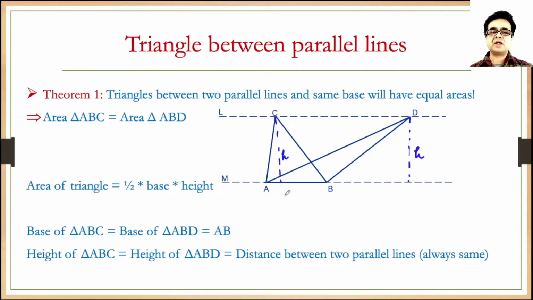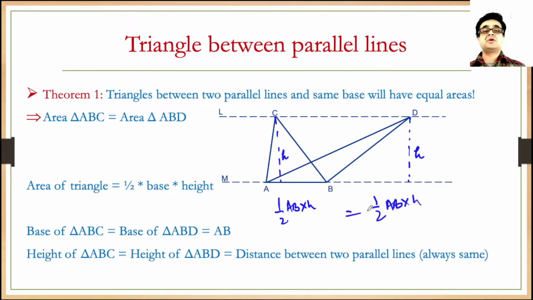The area of triangle ABC would be half AB into height, and the area of triangle ABD would also be half AB, which is the base, multiplied by height, which means that two triangles between parallel lines have the same area as long as they have the same base.